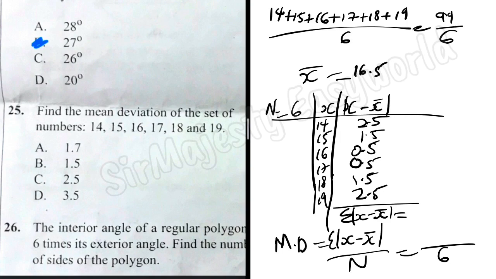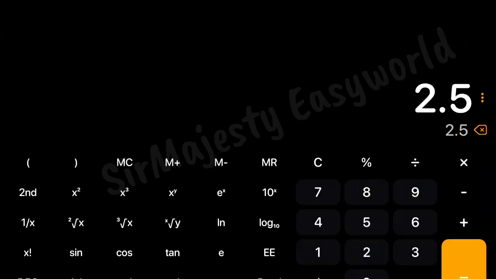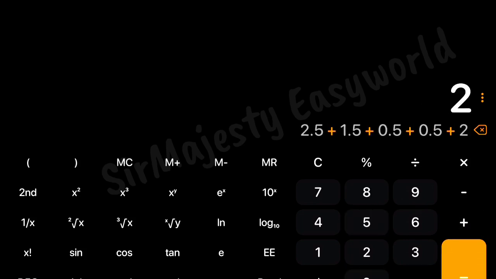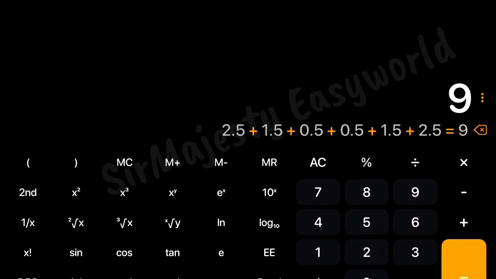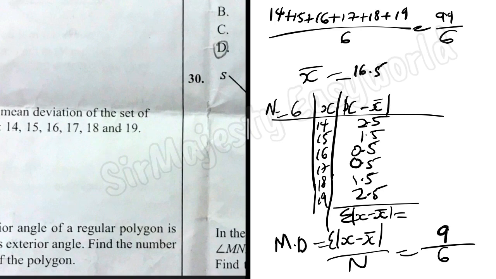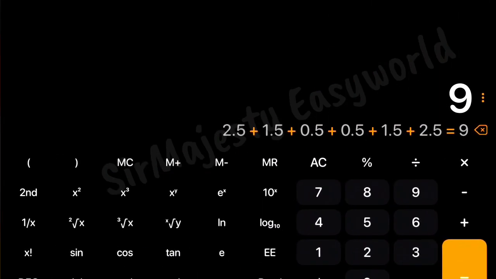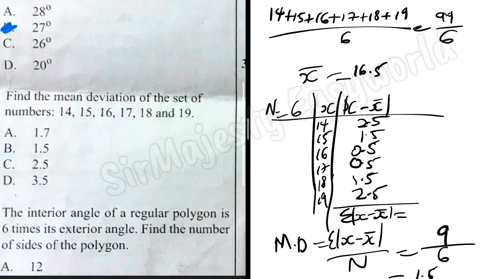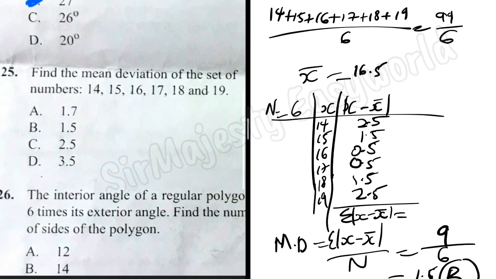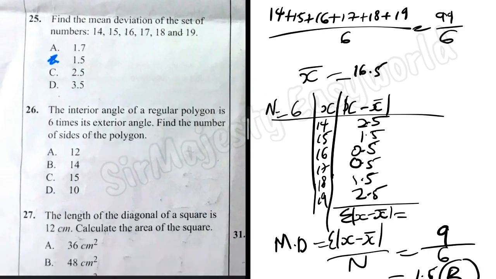So I need to add everything together. That's 2.5 plus 1.5 plus 0.5 plus 0.5 plus 1.5 plus 2.5. So that'll give us 9. So our total value is 9. So dividing 9 by the number of values, that's 6, it gives us 1.5. Let's just confirm. So that's 1.5. So the correct answer to that question is B. So let's move on to the next question, that's number 26.